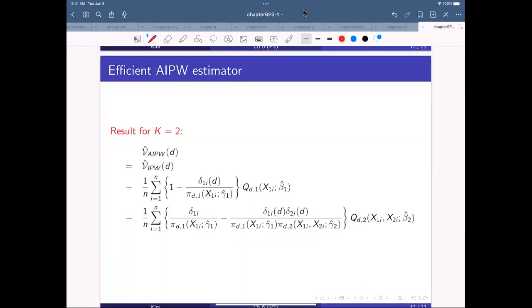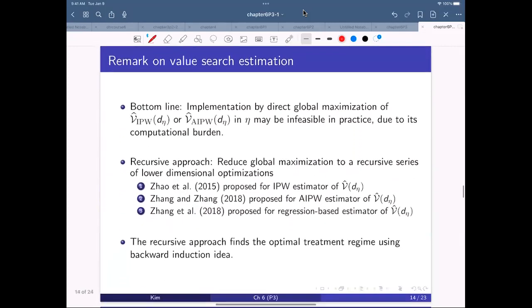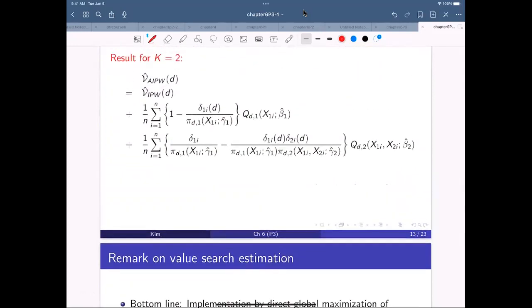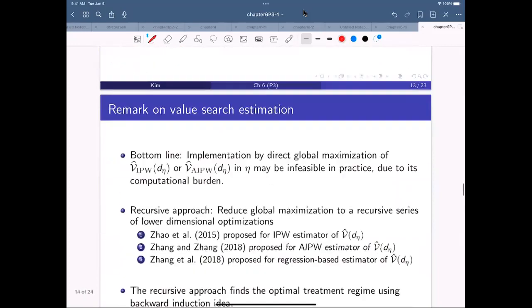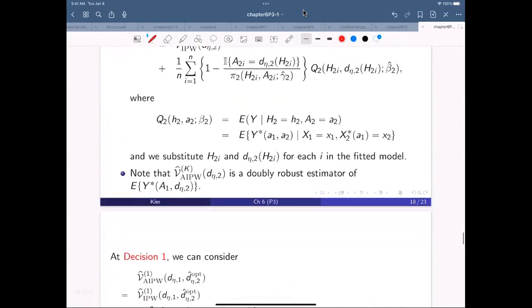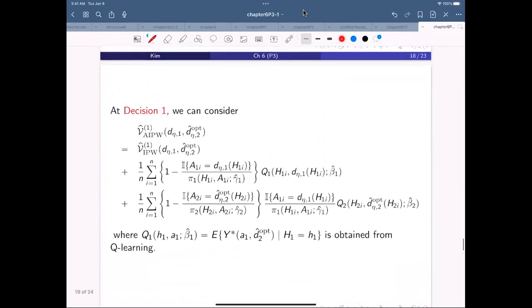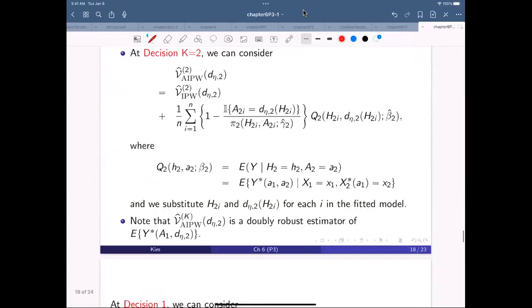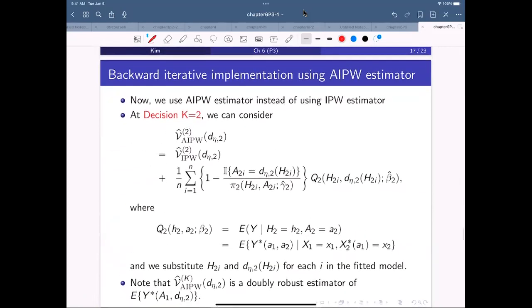But this one is actually based on the optimal. Sorry for going back and forth. So this is actually what I want to say. At decision 2, this is my value function, the estimated value to optimize. So then we can use this as an objective function to optimize.